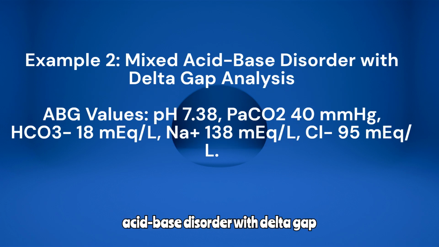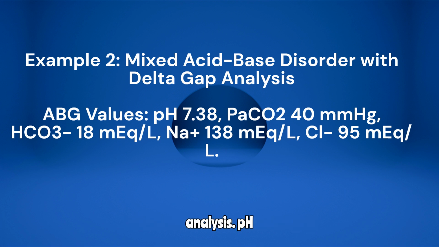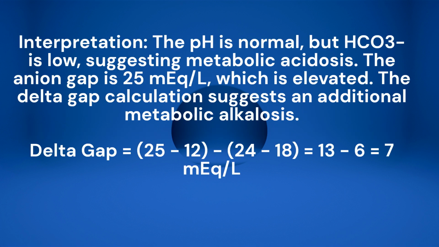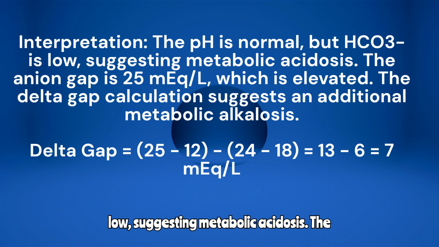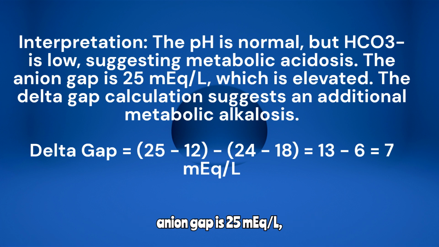Example 2. Mixed acid-base disorder with delta gap analysis. ABG values: pH 7.38, PaCO2 40 mm of mercury, HCO3 18 milliequivalent/L, Na plus 138 milliequivalent/L, Cl 95 milliequivalent/L. Interpretation: the pH is normal, but HCO3 is low, suggesting metabolic acidosis. The anion gap is 25 milliequivalent/L, which is elevated. The delta gap calculation suggests an additional metabolic alkalosis.